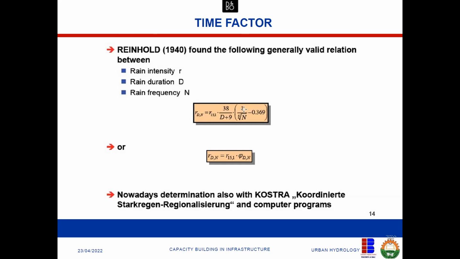So in the past, there were many ways to estimate rainfall intensity. There's what we call the Reynolds number that was used in the early 40s. It says the rainfall intensity is a function of the duration and frequency, and this is the formula for it. But all the things inside this cell are now collapsed into what we call the time factor. The rainfall intensity multiplied by the time factor gives you the rainfall of that area.